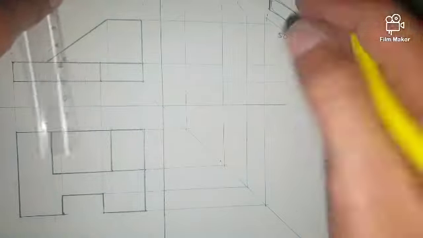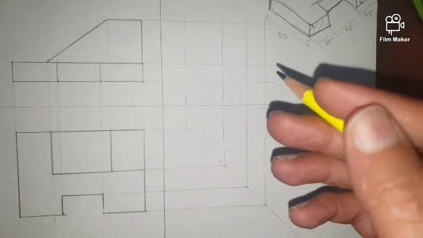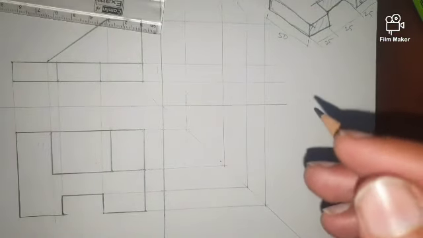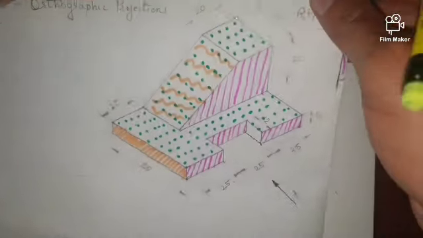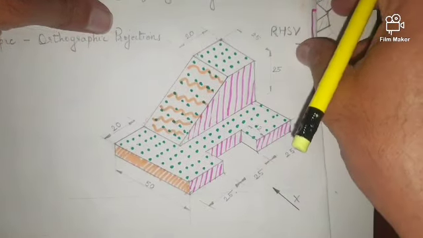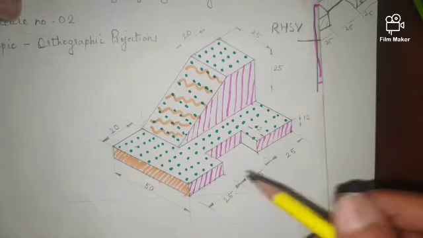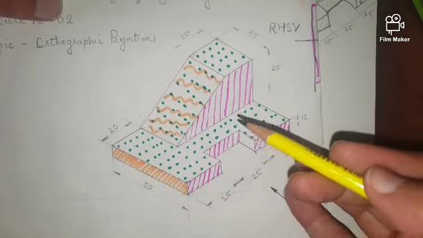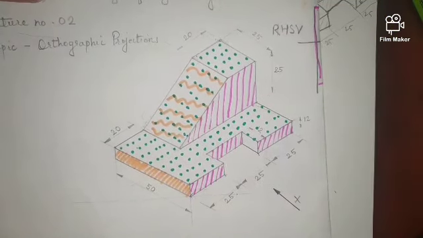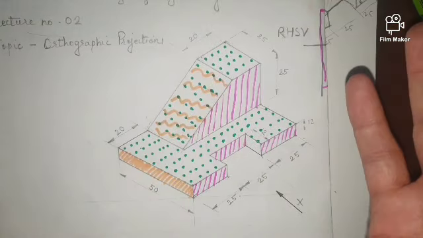Alright, so the final block has been completed. Now we will take a look at the original object, a three-dimensional object. This is the isometric view, the three-dimensional view. We have to convert this into the orthographic views, the multiple views.